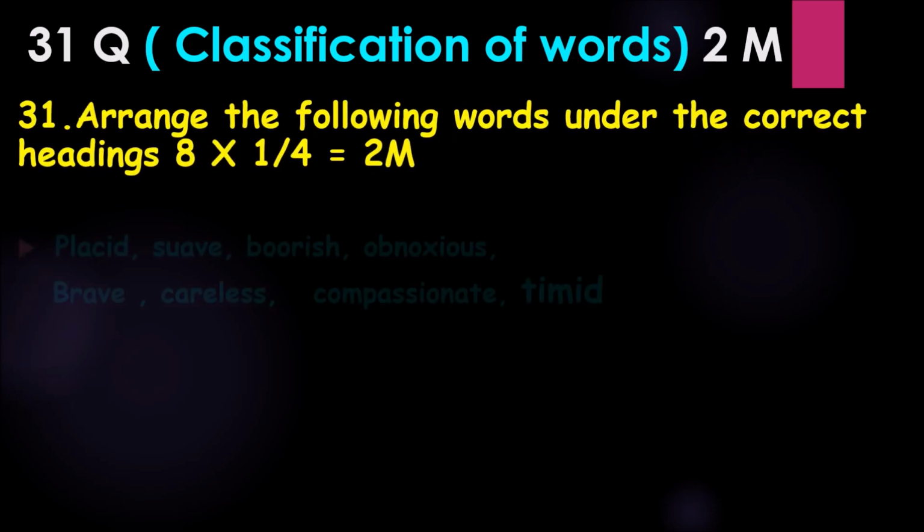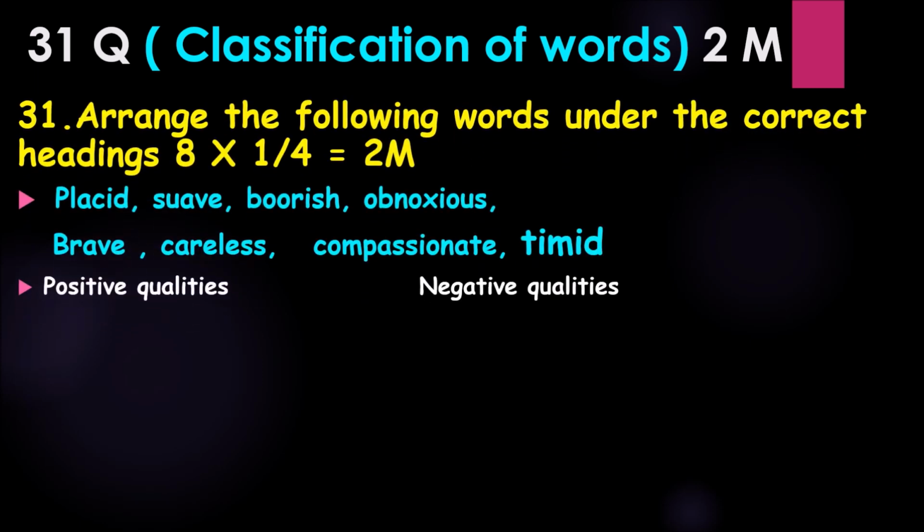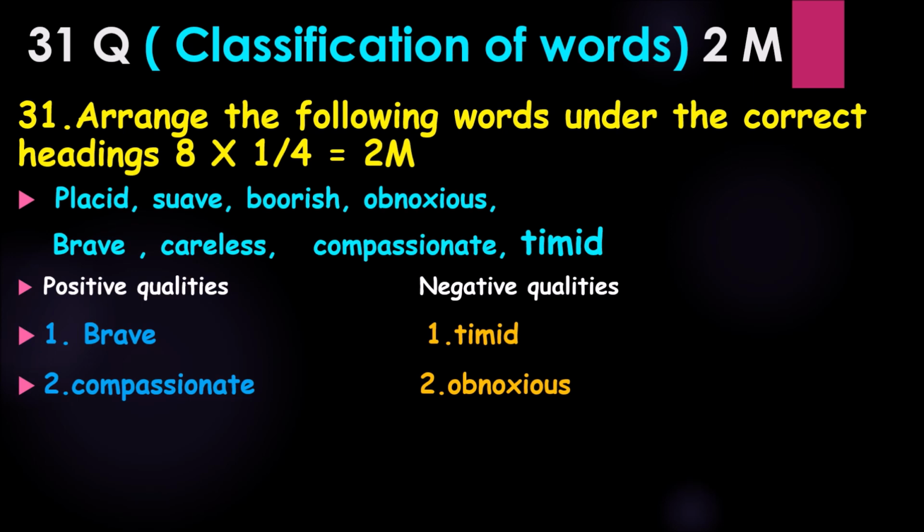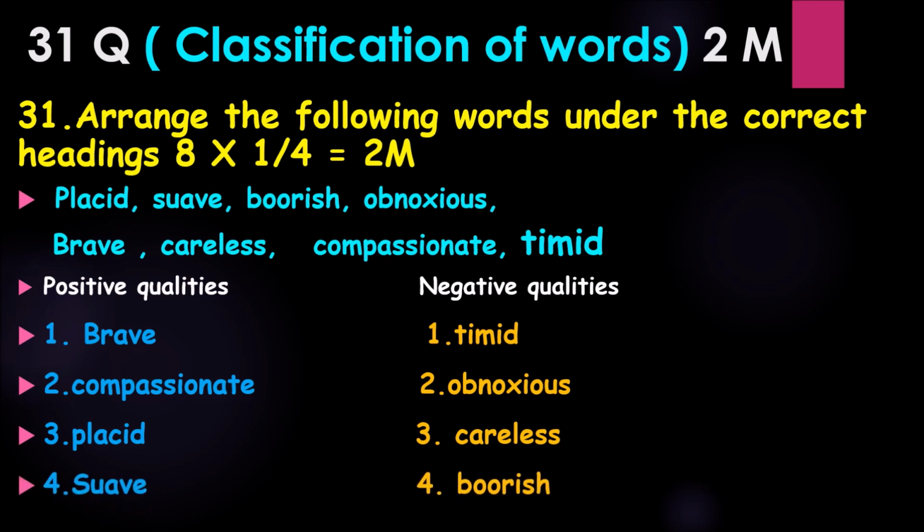Now here are the words for you. The positive quality is brave and the negative is timid, and the second one is positive compassionate and obnoxious is the negative quality, and the third one is placid and the negative quality is careless, and the fourth one is suave and boorish. This is how you have to write both positive qualities and negative qualities under this classification of words.